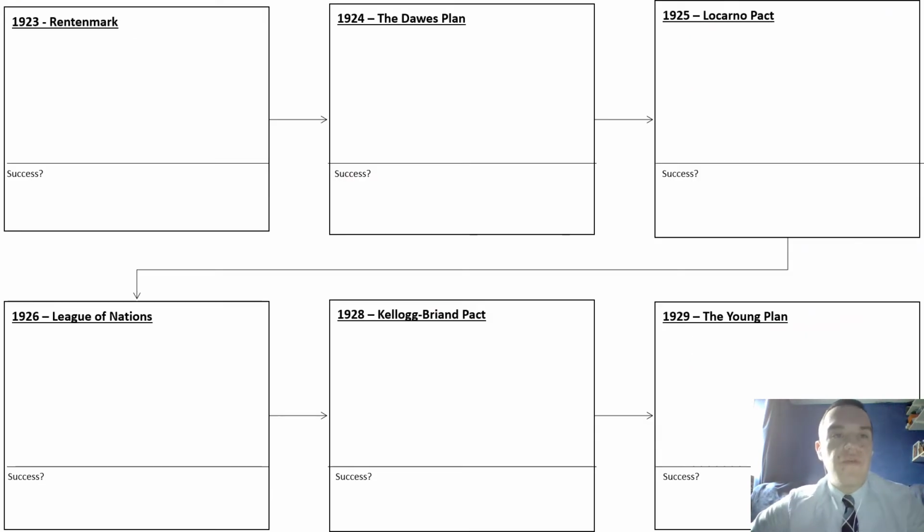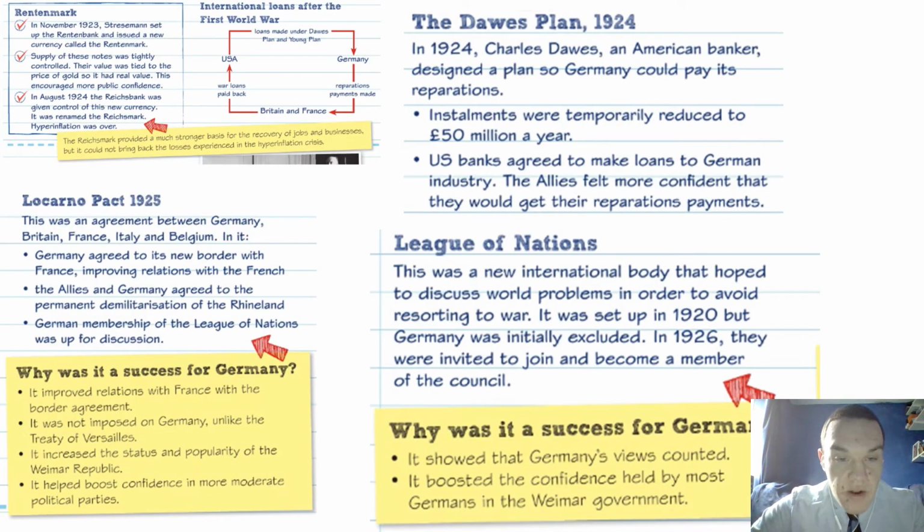So the example for you, this is the sheet that you've got your 6 different dates, and the bottom part, the success box, is for your gold level answers. So I will turn the pen on here and we will underline together. So the Retten mark in November 1923, we can underline that. That'll be important for our answer. Stresemann set up the Retten mark. So again, we're seeing the importance of Stresemann already.